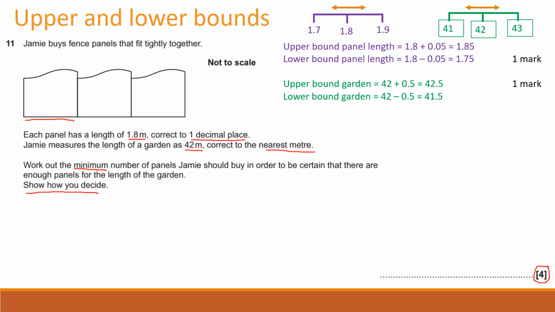Now the next part of the question tells me I've got to look at the minimum number of panels Jamie should buy in order to be certain there are enough panels for the length of the garden. So to work out how many panels, I've got to do the length of the garden divided by the panel length. Most people can understand we've got to do that, but it wants to know the minimum number of panels and make sure we have got enough panels for the length of the garden. So this bit in the red box, the enough panels, is key. So we need to make sure he doesn't need to go back to the shop and buy any more panels because he was short on panels.